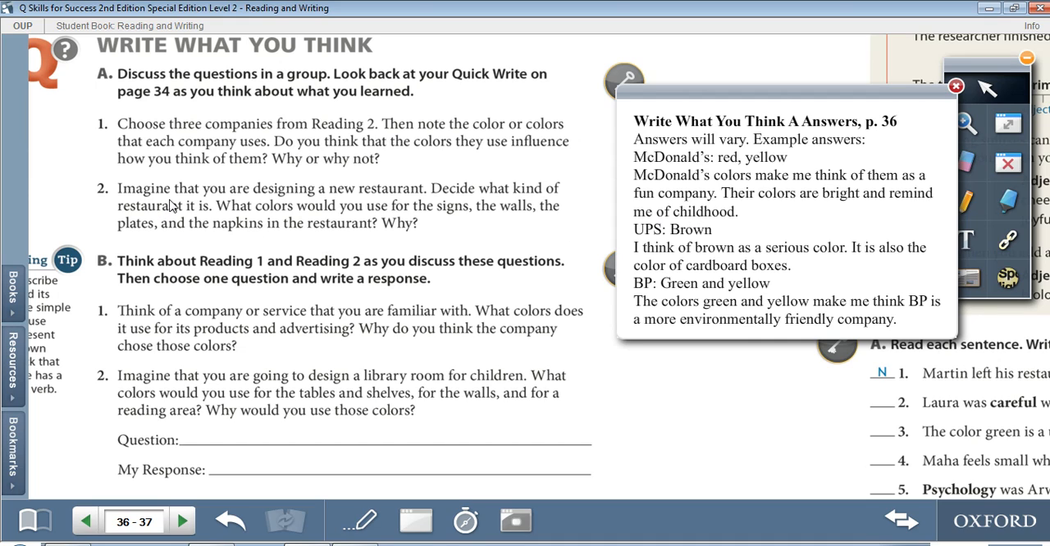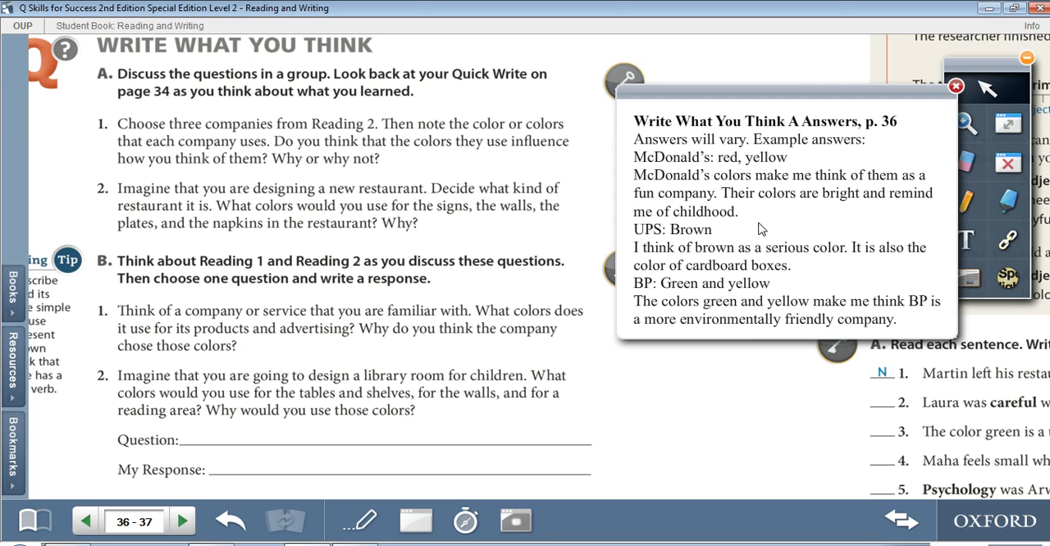Question 2. Imagine that you are designing a new restaurant. Decide what kind of restaurant it is. What colors would you use for the signs, the walls, the plates, and the napkins in the restaurant, and why? For example, you can say I would like to use the color brown like the UPS company, because I think of brown as a serious color. It is also the color of cardboard boxes.